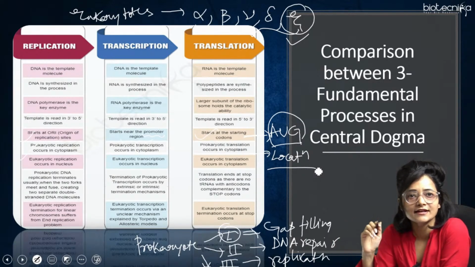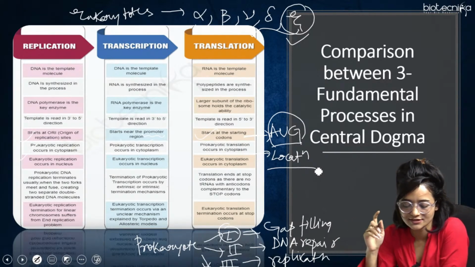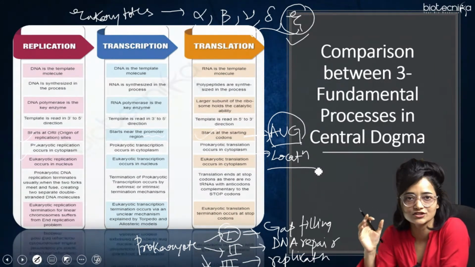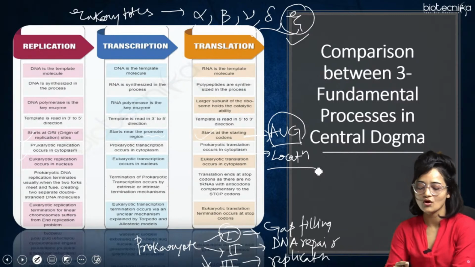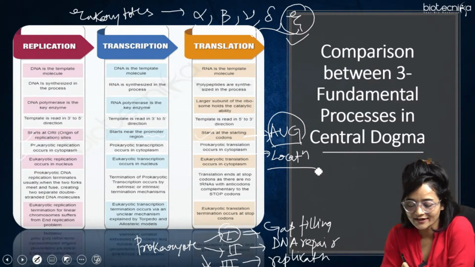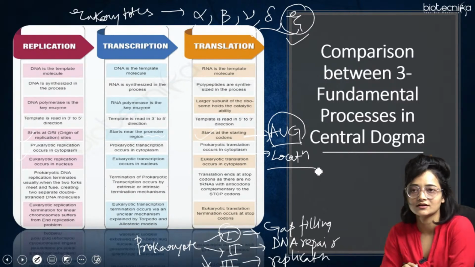Then coming to the last, the prokaryotic DNA replication termination. Here we are talking about termination. Usually, when the two forks meet and fuse, they create two separate double-stranded DNA molecules.